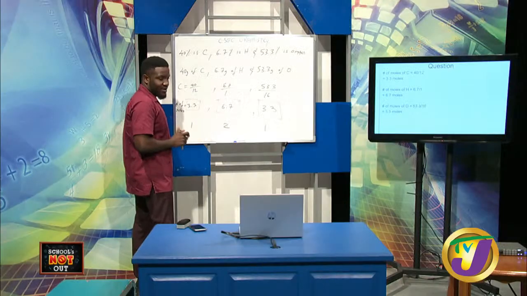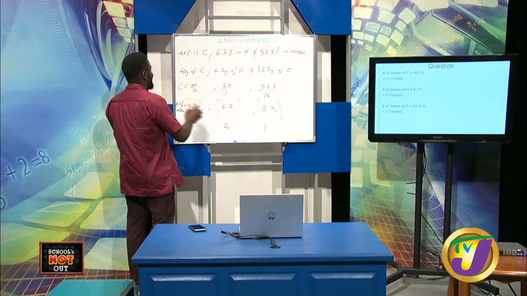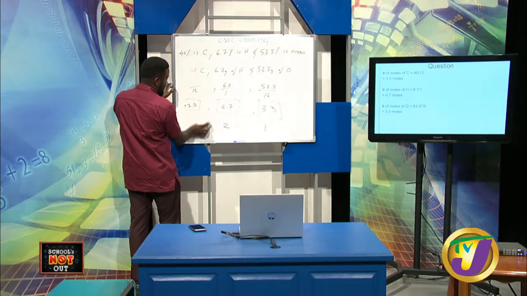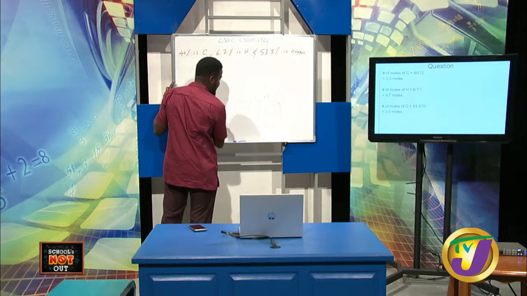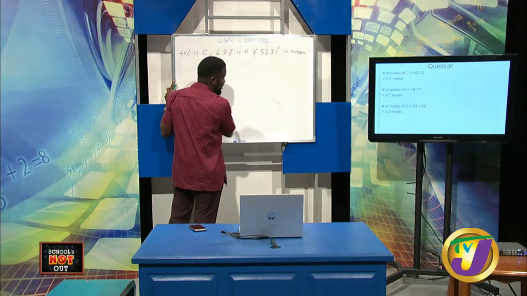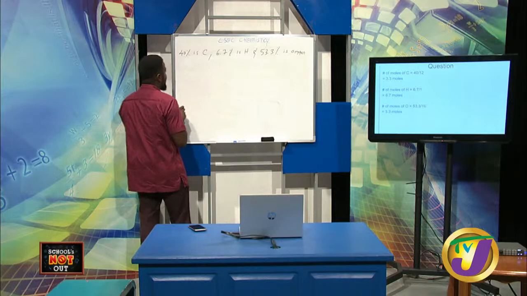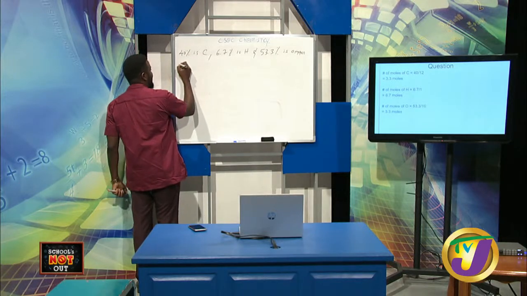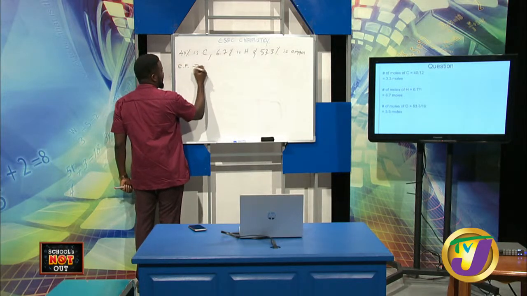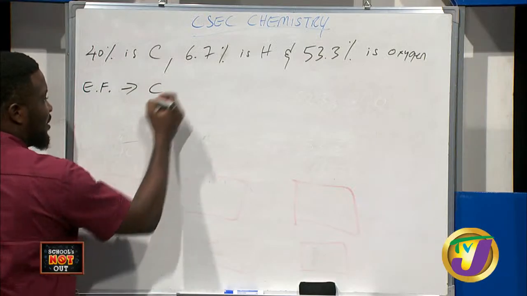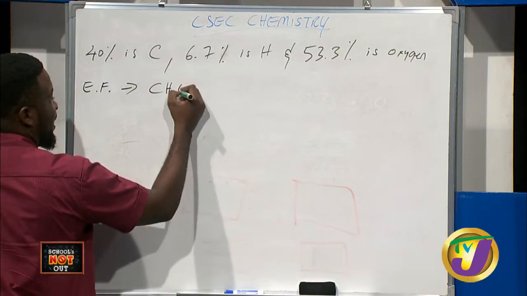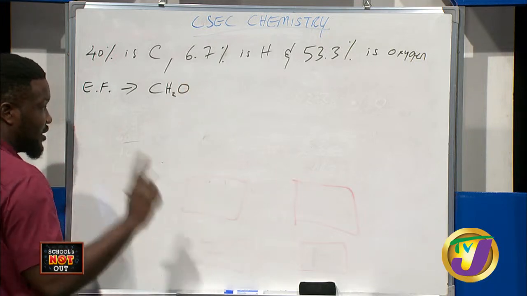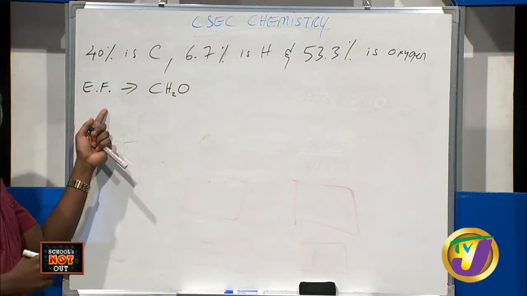And so, let me erase this now. Don't want a lot of space like the books that you guys have that they're writing in right now. Just remember that carbon is 1, hydrogen is 2, oxygen is 1. And so the empirical formula, EF, is CH2O, because it's 1 carbon, 2 hydrogen, and 1 oxygen. So we just found the empirical formula.